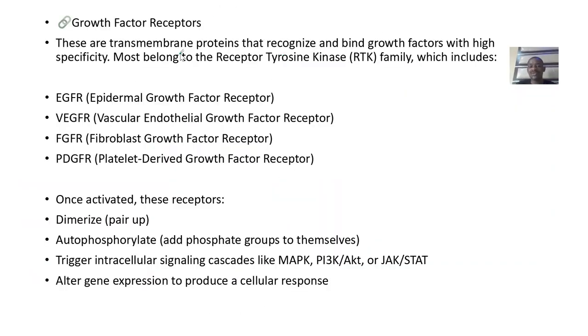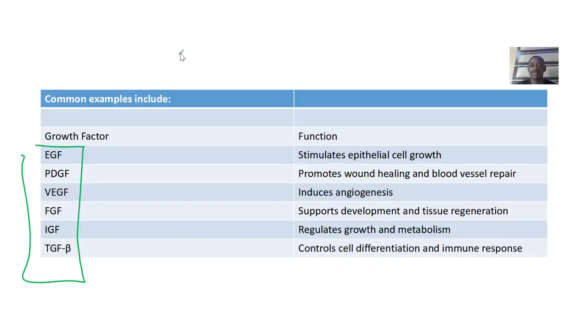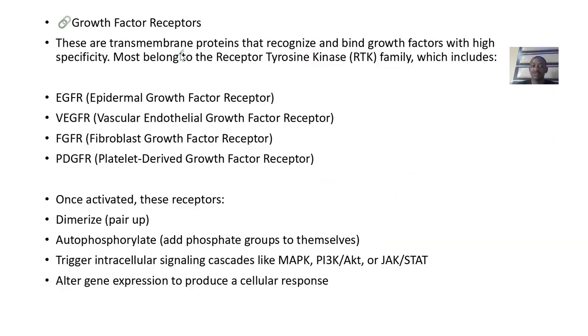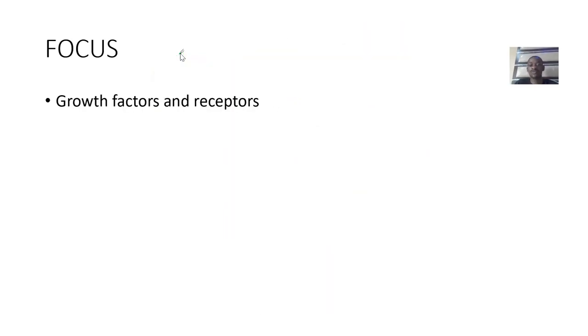Now, growth receptors are just the receptors that accept those growth factors. So endodermal growth factor will have what? Endodermal growth factor receptor. Vascular endothelial growth factor will have what? Vascular endothelial growth factor receptor. Fibroblast growth factor receptor will accept fibroblast growth factor. So it's just simply like that. So that was what growth factors and the receptors mean.